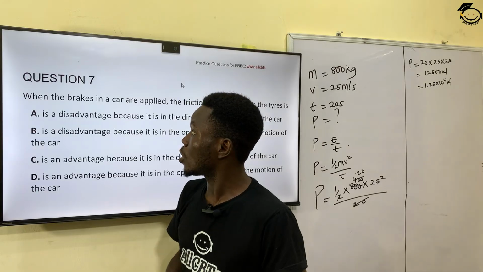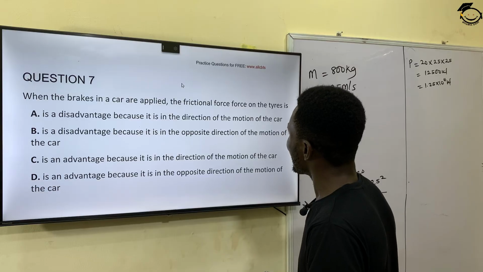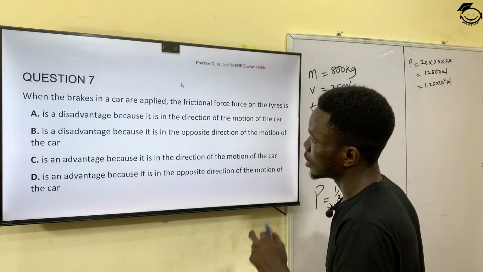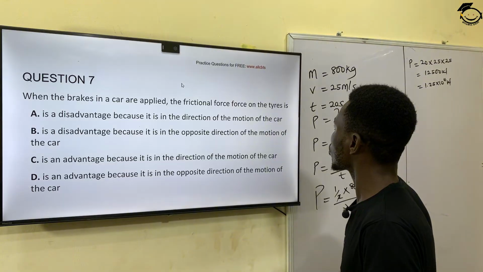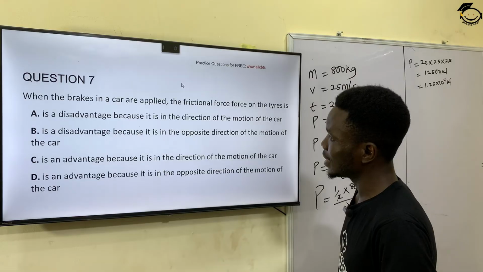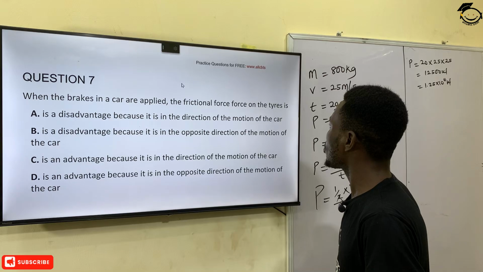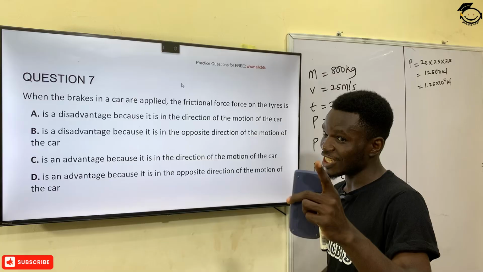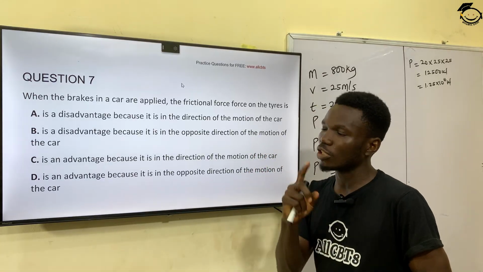So that takes us to question number 7, which says when the brakes in a car are applied, the frictional force on the tire is dash. A says it is a disadvantage because it is in the direction of the motion of the car. That is wrong. The frictional force is not a disadvantage when the brakes are applied. B says the frictional force is a disadvantage because it is in the opposite direction of the motion of the car. This is also wrong because it is not a disadvantage, but it is in opposite direction. That aspect is correct, but it is not a disadvantage.